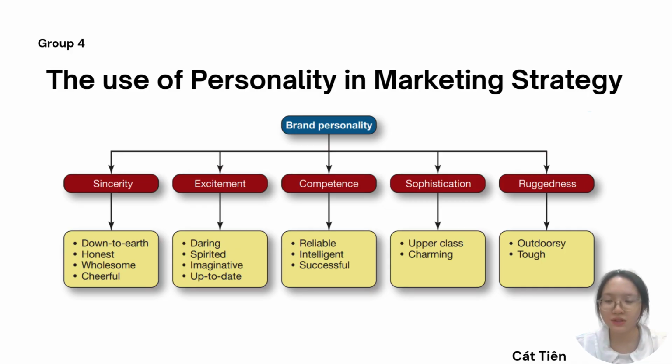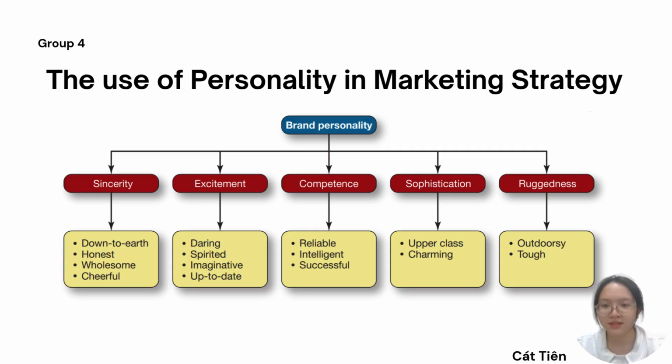Personality is widely used in marketing through the concept of brand personality, which assigns human traits to brands. There are five core brand personality dimensions. Sincerity reflects honesty and warmth. Excitement emphasizes energy and innovation. Competence signals reliability and success. Sophistication represents elegance and status. And the last one, ruggedness, conveys toughness and an outdoorsy image.